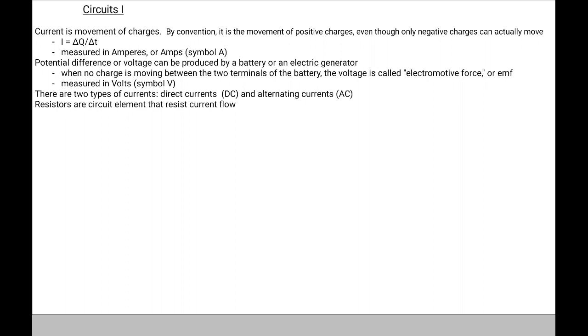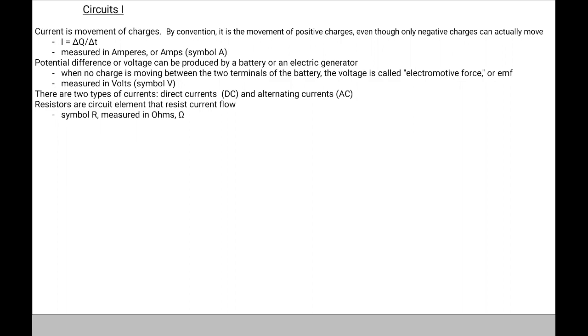Another concept is that of a resistor. And resistors are little circuit elements that resist current flow. The symbol for the resistor is R, and they are measured in ohms, and the symbol for that is the capital omega. And in a circuit, a resistor looks like this. So then, if we want to complete a circuit, put a battery in there as well, then we'll close the circuit, and here we have the battery.